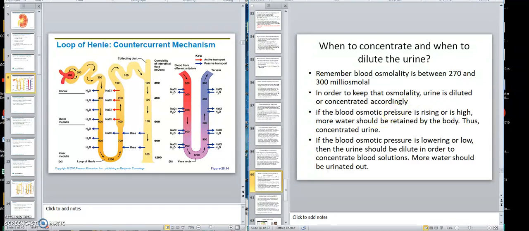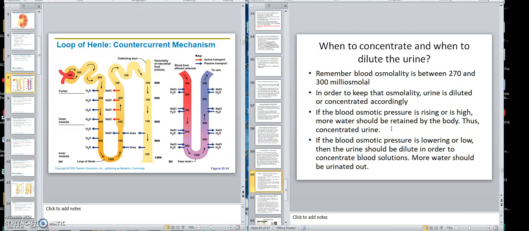If the blood osmotic pressure is rising or is high, if it's going to the high side, about 285 is the median value. So if the blood osmotic pressure is starting to rise above that median value, more water should be retained by the body because we have to deconcentrate, I guess I'll use that term, the body solids. Thus, concentrated urine, because you're holding the water back to drop the osmotic pressure.